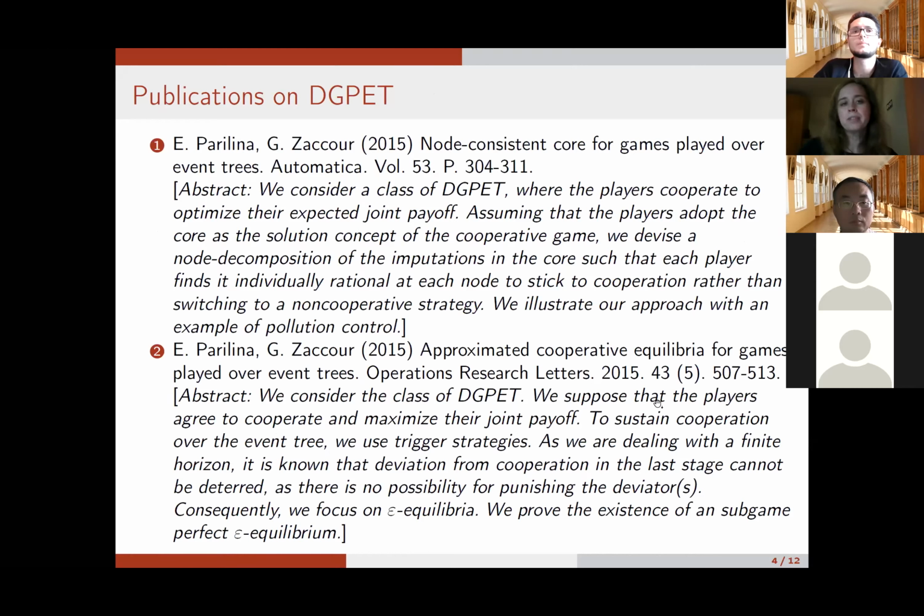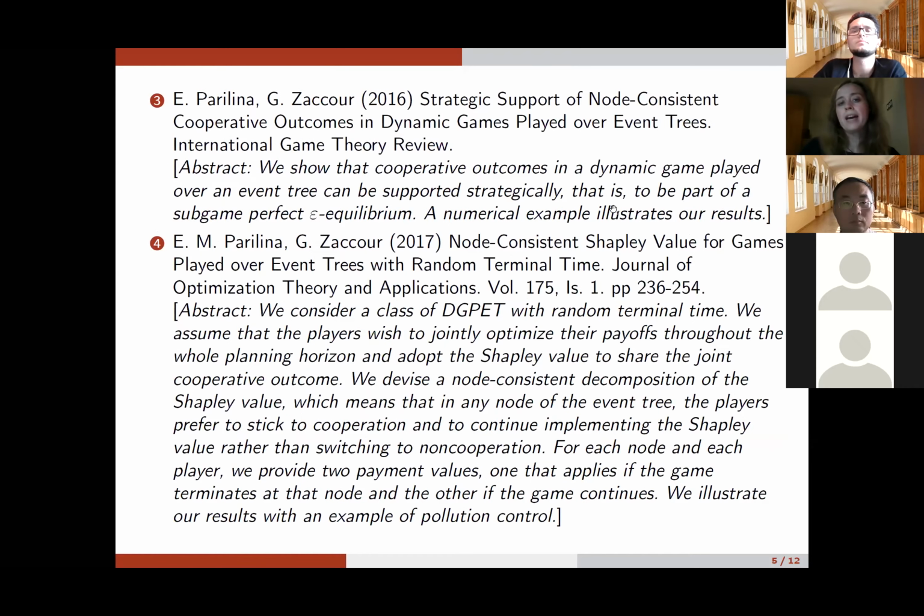And the next publication, again with George Zakur, was devoted to the strategic support of the cooperative trajectory. But here we assume that on the cooperative trajectory, players redistribute the payoffs and they adopt a node consistent scheme, an imputation distribution scheme. And again, we construct the subgame perfect epsilon equilibrium.